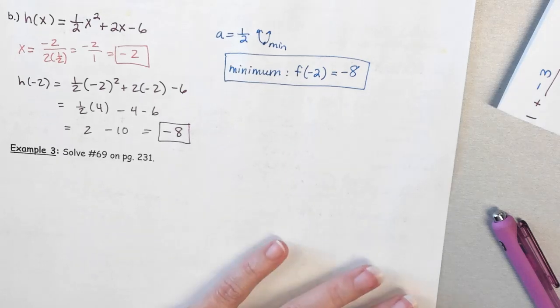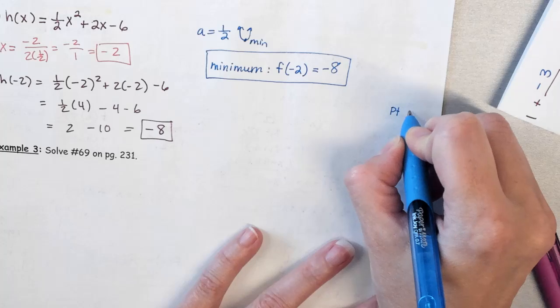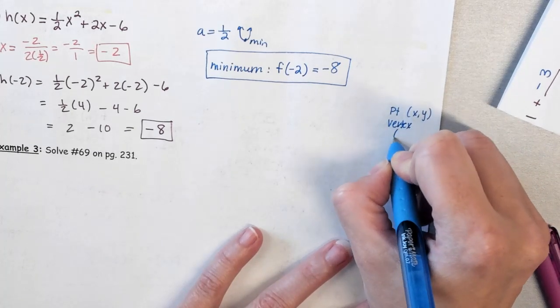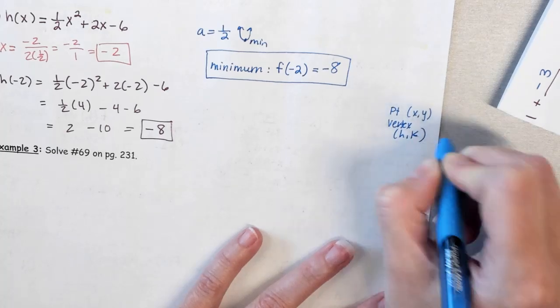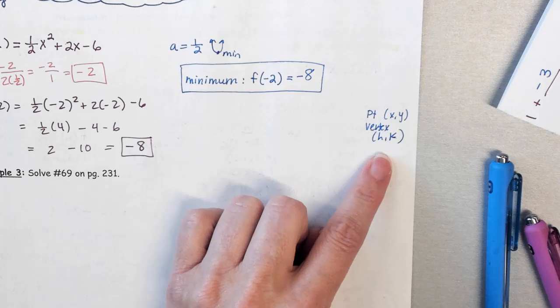So the vertex is a point, right? So any point is x, y. They just have designated the vertex as h and k in different equations, but they really are the same thing.